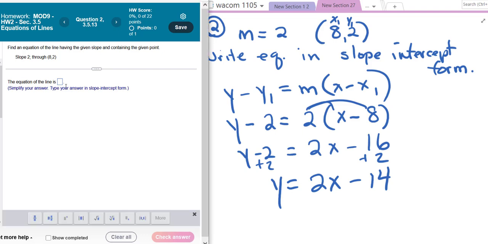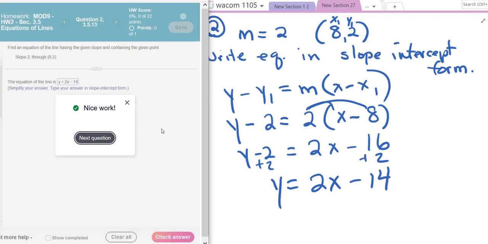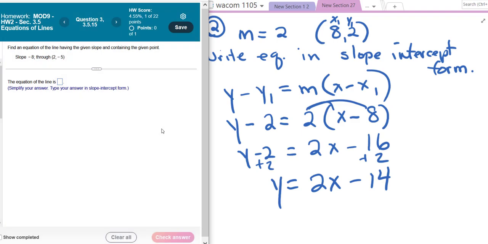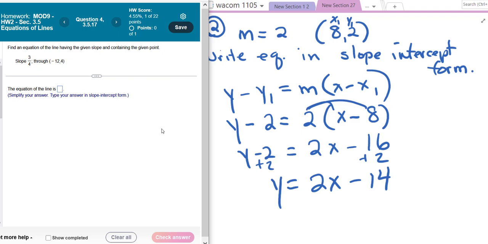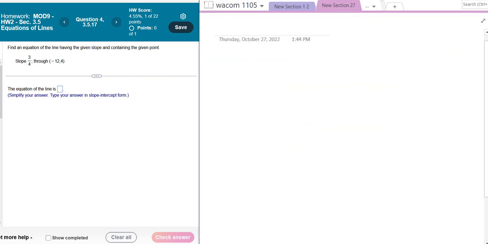When you type this in, because they ask you to type the equation of the line, they don't give you anything. You have to put the y equals. So y equals 2x minus 14. All right, and we'll skip this one. The ones that are very similar, I'm going to skip.